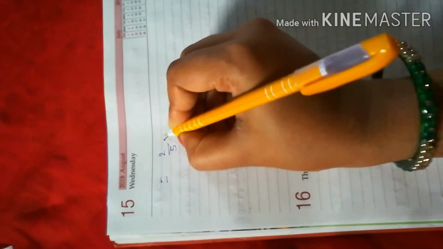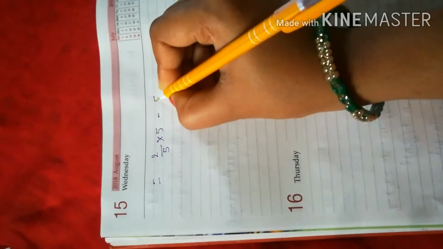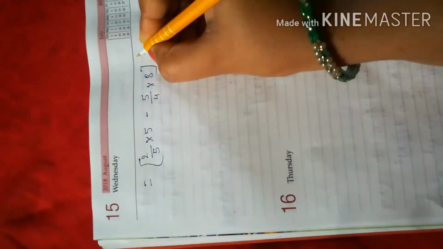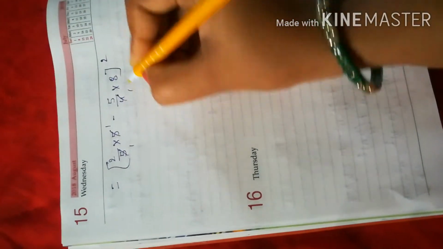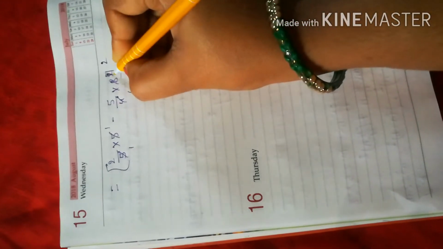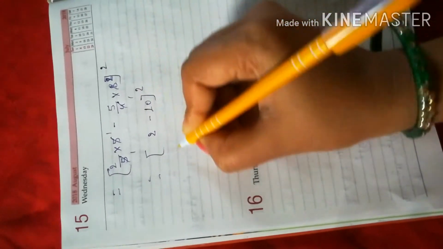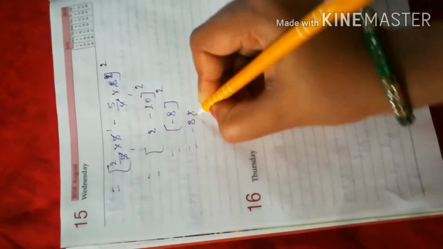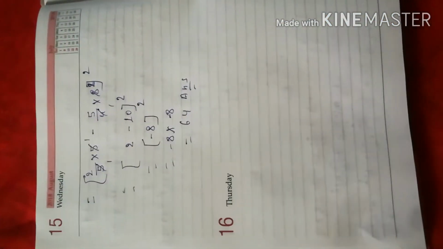Here given 2 by 5 m. At the place of m we will write 5, and at the place of n we can write 8. Here we can see 5 will be cancelled. 4 ones are 4, 4 twos are 8. Now here we can see 2 minus 10, whole square. So minus 8 is left, and minus 8 into minus 8 equals 64. It is our required answer.